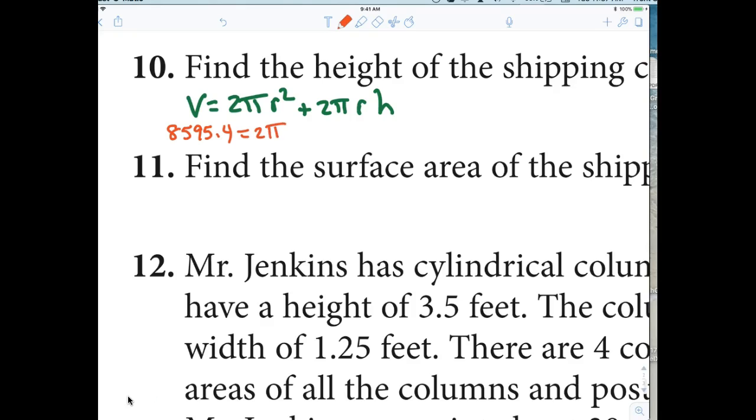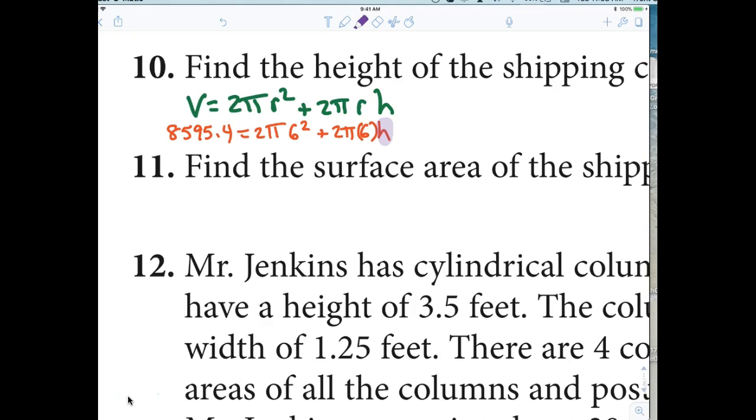What's the radius of the container? 6. Is everybody saying 6? Yes. Come on now, everybody's participating. Plus 2 pi times 6h. Is everybody with me on this? All right. So now I'm trying to figure out what the height of the container is.